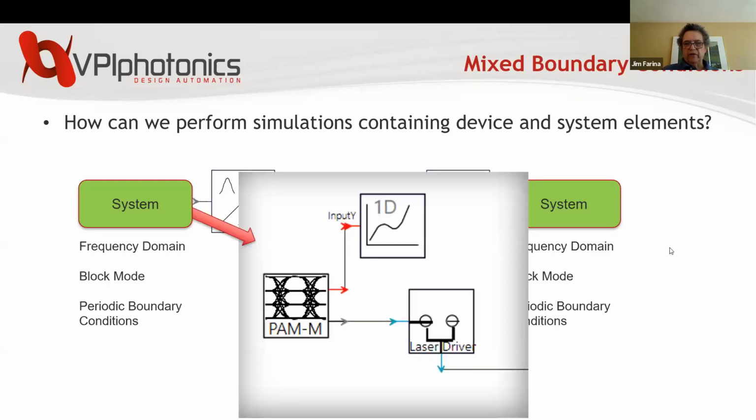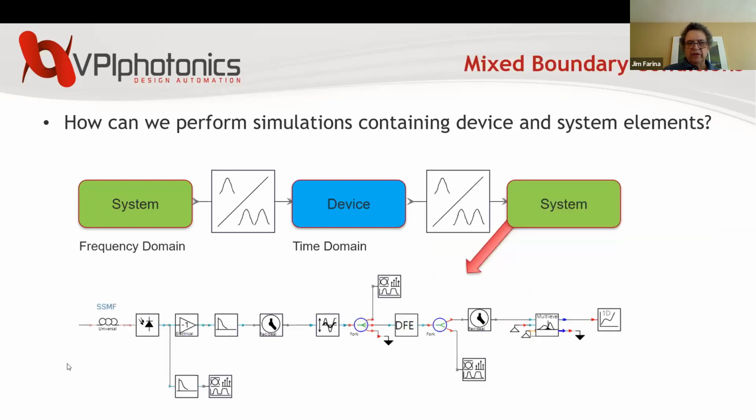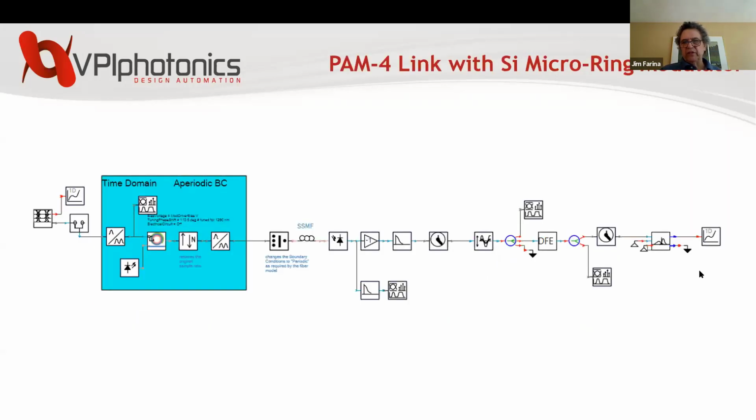So in here you could have a driver, let's say the PAM driver. That's going to be driving the micro-ring modulator. The device section is done in the time domain and aperiodic boundary conditions. You have the device that Eugene was modeling. And then the rest of it is going to be fiber, detectors, amplifiers, some DSP, and then looking at the symbol error rate when we're done. So this is the complete system. Here you have the driver over here, the device, and then the rest of the system that's sitting there.